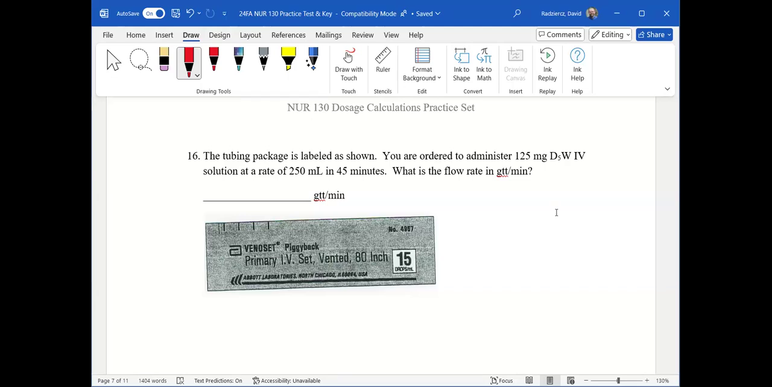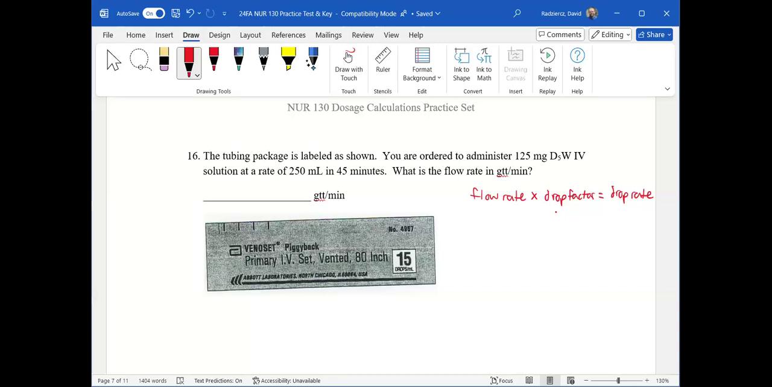So when we calculate a flow rate or a drop rate, we need to know a couple pieces of information. We need to know the flow rate. We need to know the drop factor. And that equals our drop rate. So I need two pieces of information to get my drop rate. We don't need to make it any more complicated than that.